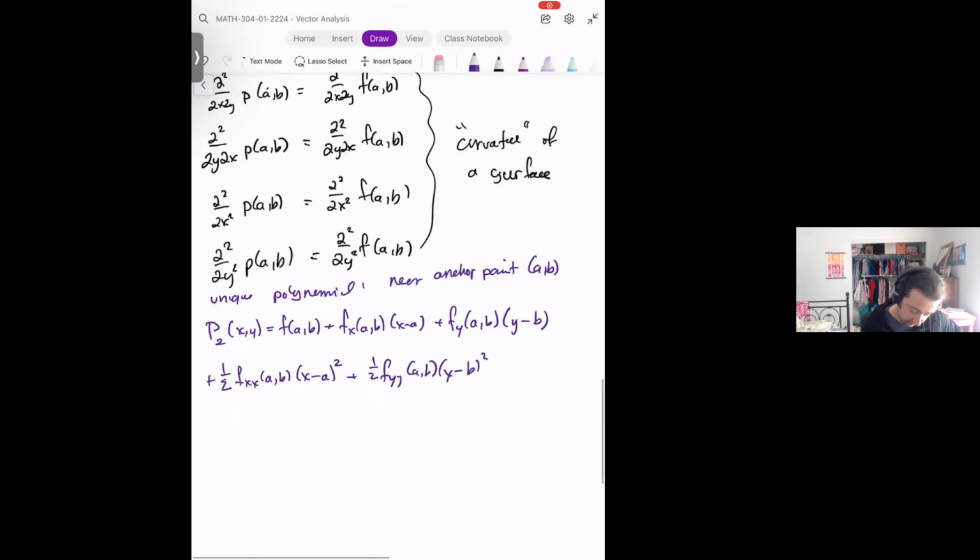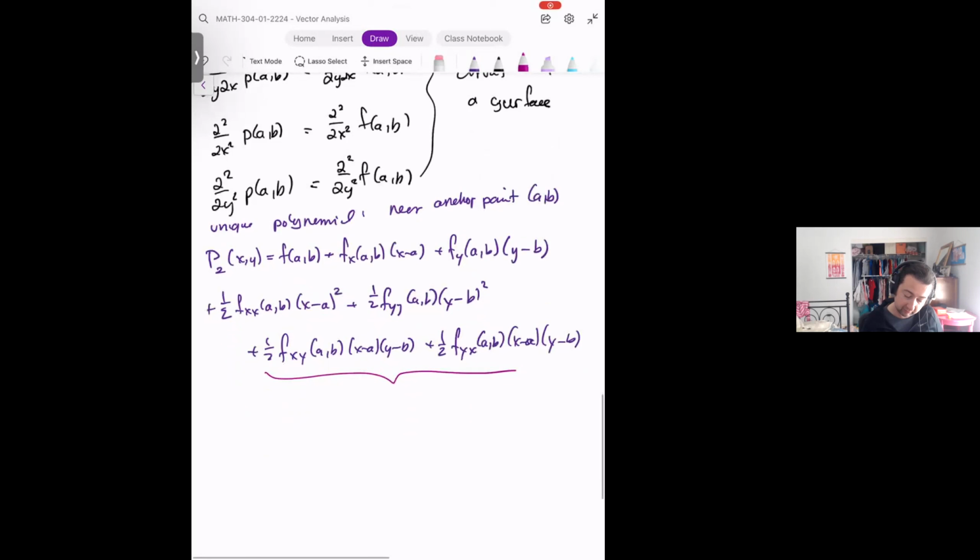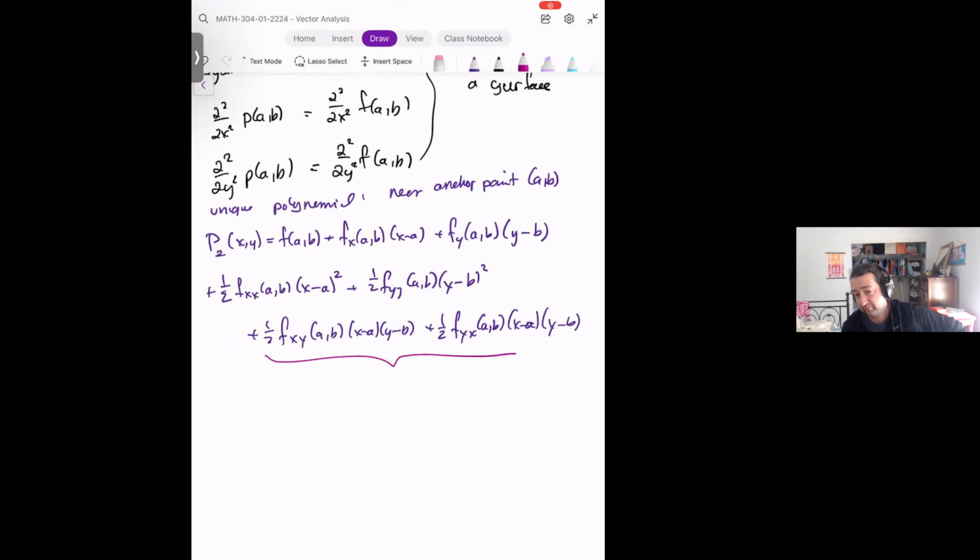(y minus b) squared. And then we've got these mixed terms that look like 1/2 fxy at (a,b) times (x minus a)(y minus b), and then 1/2 fyx at (a,b) times (x minus a)(y minus b). But by Clairaut's theorem, for sufficiently nice functions, these things are the same. And so normally we just combine them together, because normally fxy is going to be equal to fyx. Remember, that's if f is a C2 function. Then the mixed partials will be equal.